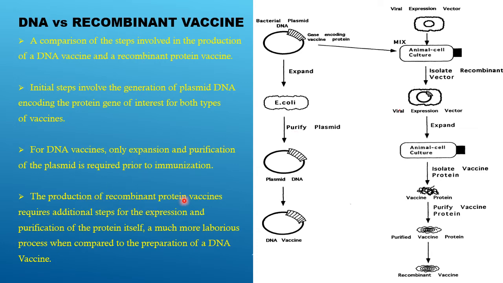But the production of recombinant vaccines requires additional steps for the expression and purification of the protein itself. There we let that plasmid express, and that particular protein is used as a vaccine. But in a DNA vaccine, the DNA strand itself is used as a vaccine. The immune agent that can induce immunogenicity is the DNA here. So these are some differences between DNA vaccines and recombinant vaccines.